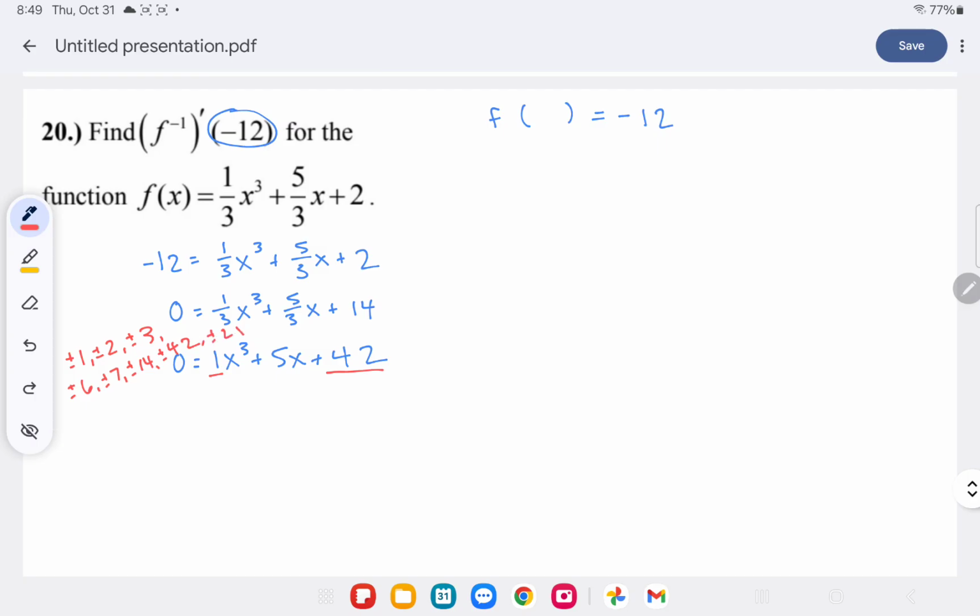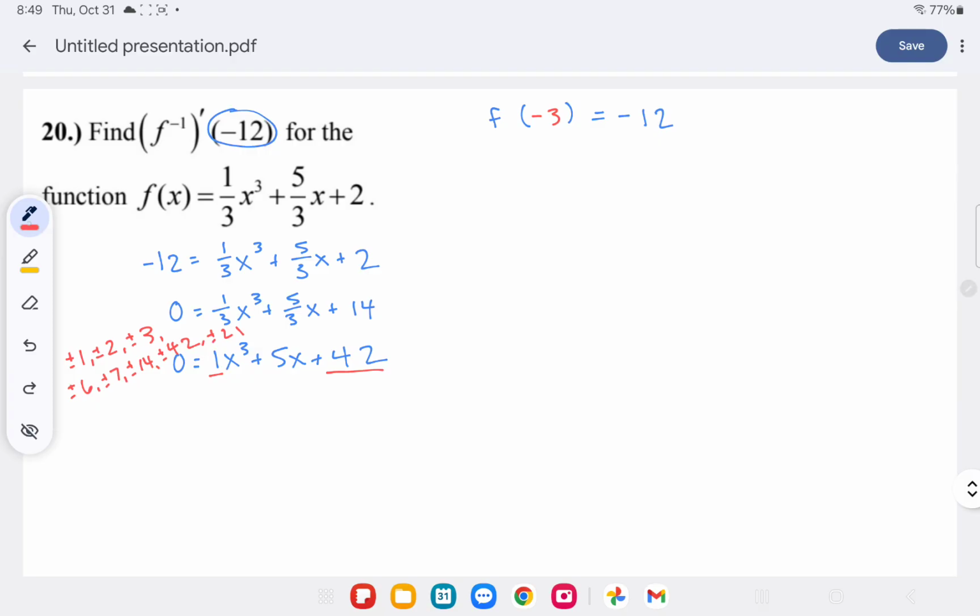And you can use synthetic division or just plug in for x until you find the one that works. For this particular problem, the one that works is negative 3. If I plug in a negative 3, we get 0. So that means f of negative 3 is negative 12.